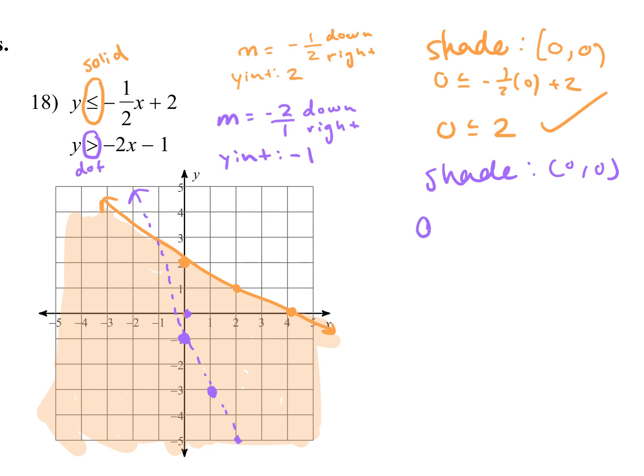So I'm going to plug in 0 for x and 0 for y. So 0 is greater than negative 2 times 0 minus 1. What's negative 2 times 0? 0. So 0 is greater than negative 1. Is this true? Yes. So where do I shade? Where 0, 0 is, that's up here.